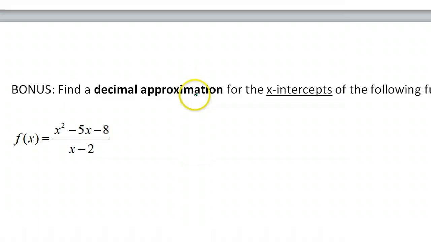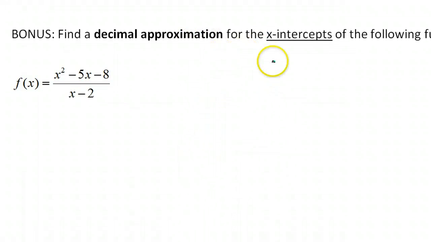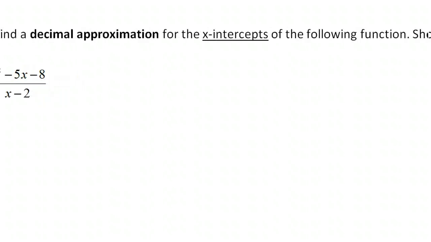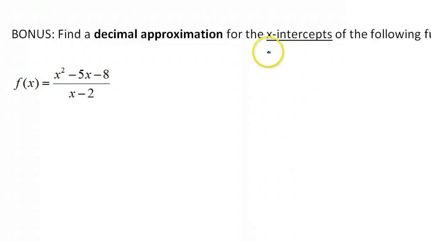Okay, that just only leaves the bonus. Find a decimal approximation for the x-intercepts of the following function. Remember, to find the x-intercepts, what we do is we let y equal 0. In this case, y is this whole thing, so we're setting the entire function equal to 0.